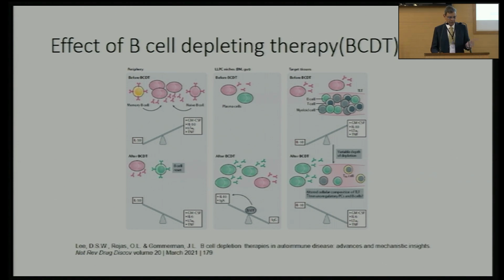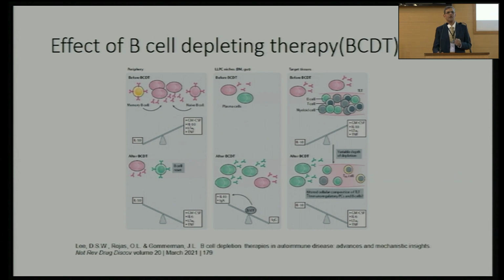And that's the reason, which you will see later on in the discussion probably, why in certain disorders the B cell therapies work well, and in certain disorders, despite seemingly having a good role in the pathogenesis, they don't seem to be working. And the third category is where, in the tissue, we do get a depletion, but it's quite variable.